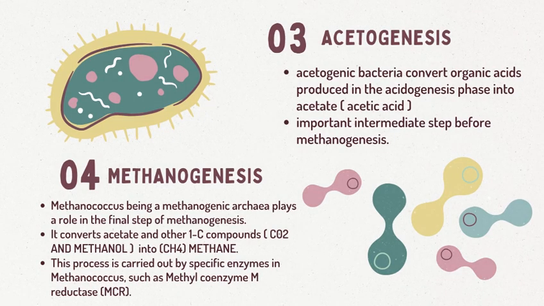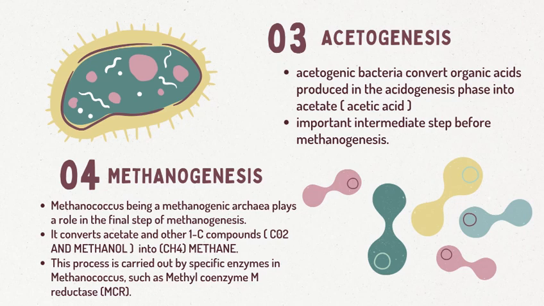The third part of the biochemical pathway is the acetogenesis process. It starts with acetogenic bacteria that convert the products of the acidogenesis phase into acetic acid. It is an important intermediate step before the methanogenesis process occurs to produce biogas. Moreover, we are going to talk about the methanogenesis process.